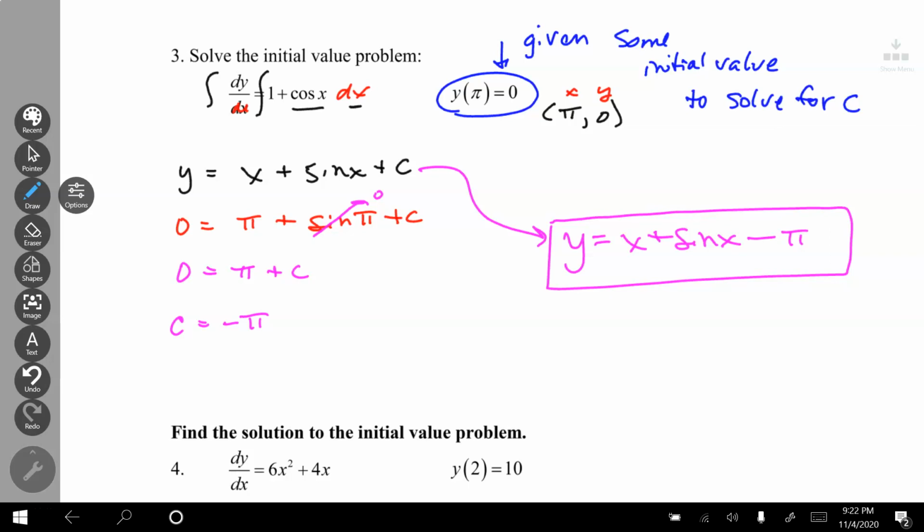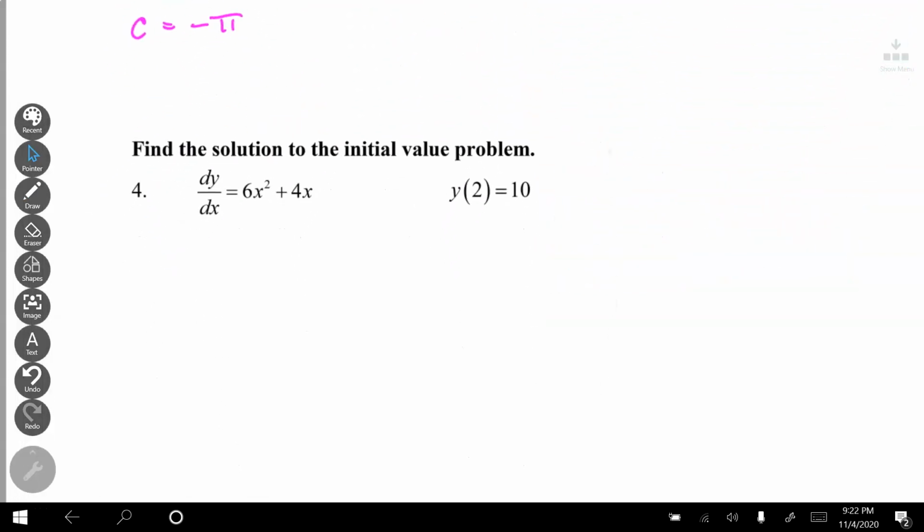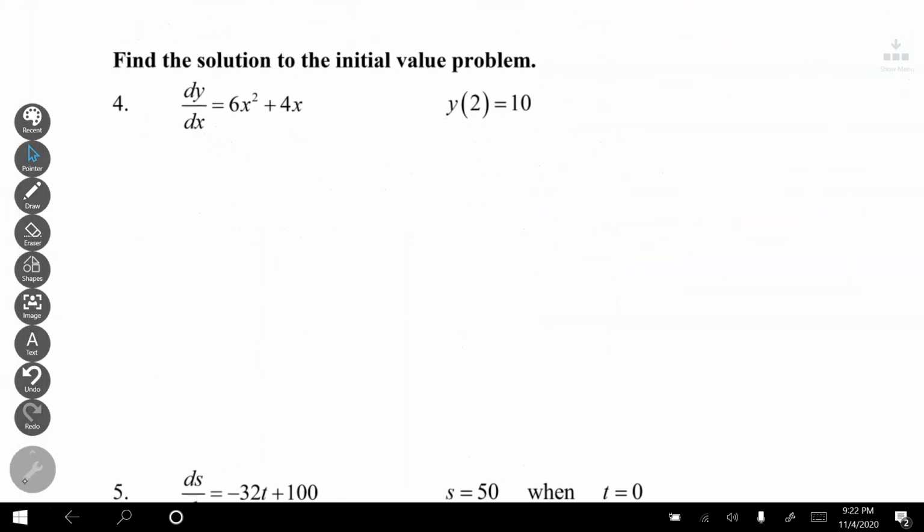And that is my initial value problem. That is the specific equation I have for this given condition, when I use x equals pi, I get y equals 0. And you could always take the derivative of this, and you should get that. So solving for c is really easy. It's just plugging in an x and a y value.